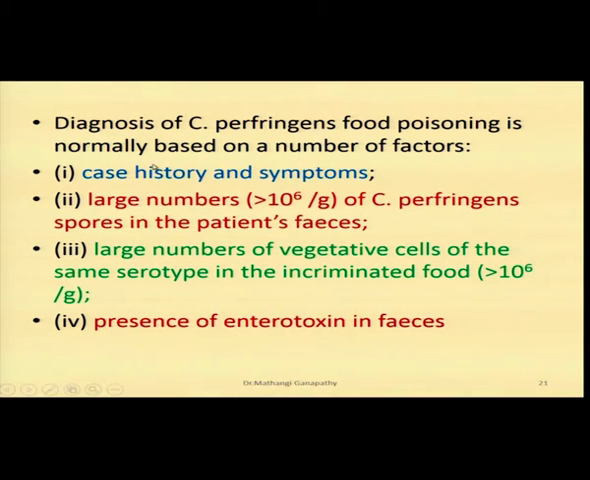How do we diagnose this? Diagnosis of Clostridium perfringens food poisoning is normally based on a number of factors. One is the case history and symptoms, meaning what type of food did you have and what are the symptoms produced by the patient. Then, large numbers, greater than 10 to the power of 6 per gram, of Clostridium perfringens spores in the patient's feces. Large numbers of vegetative cells of the same serotype in the incriminated food, and the presence of the enterotoxin in the feces. So all these four will give proof that the food poisoning is due to Clostridium perfringens.